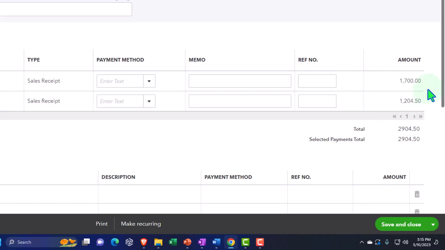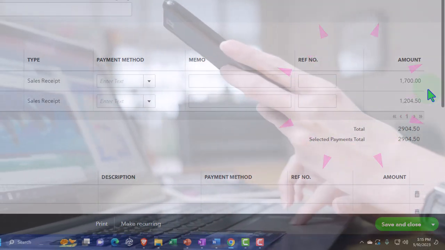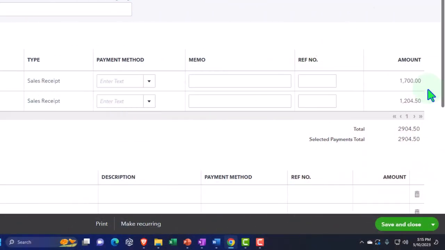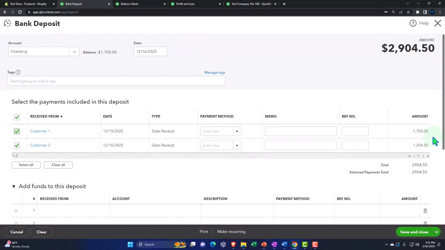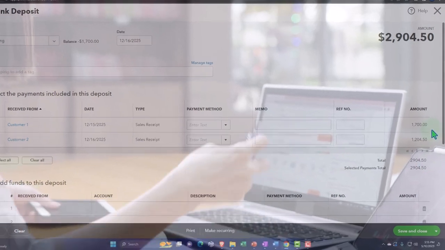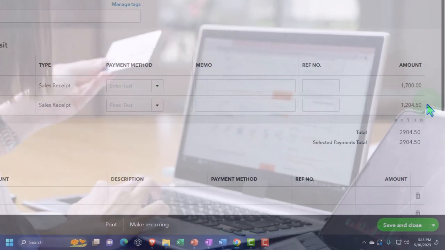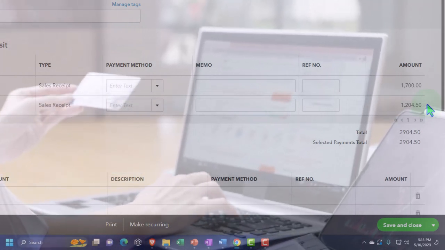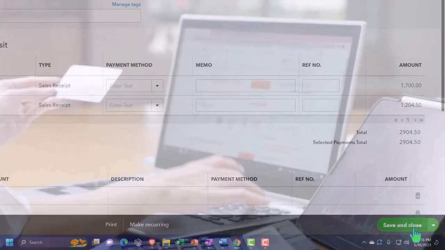Reconciling is very important, and this is going to be very important with the Shopify kind of situation, or pulling the information from a Shopify type of situation as well, because it's likely that we also want to automate our bank feeds, and the information that's going to come in through the bank feeds is going to be whatever was deposited into the bank, in this case $2,904.50, not $1,700 or $1,204.50. So that becomes an issue we need to be aware of when we pull this information in from like an e-commerce website.